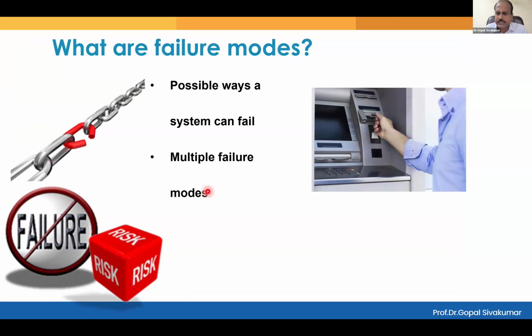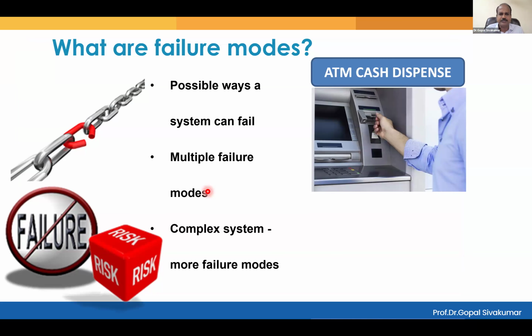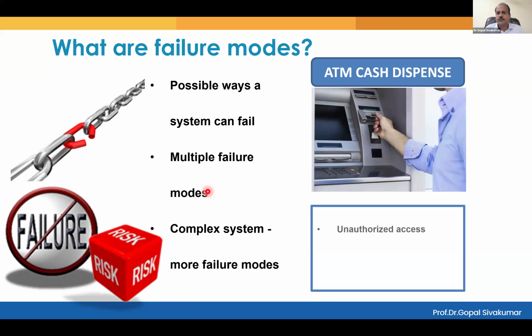So failure modes are nothing but the possible ways a system or a process can fail. Right? If there are multiple failure modes, the system is considered a complex system. If failure modes are less, then the system is simple. So now what do you see here in the picture? Withdrawing money from the bank. Can you tell me certain failure modes? What are the failures that can happen while withdrawing money?